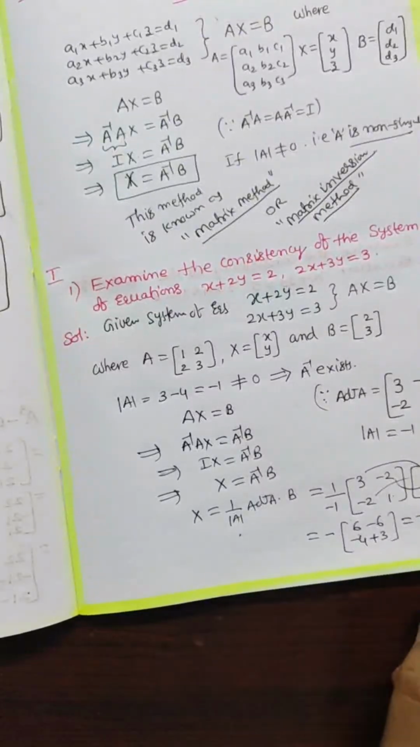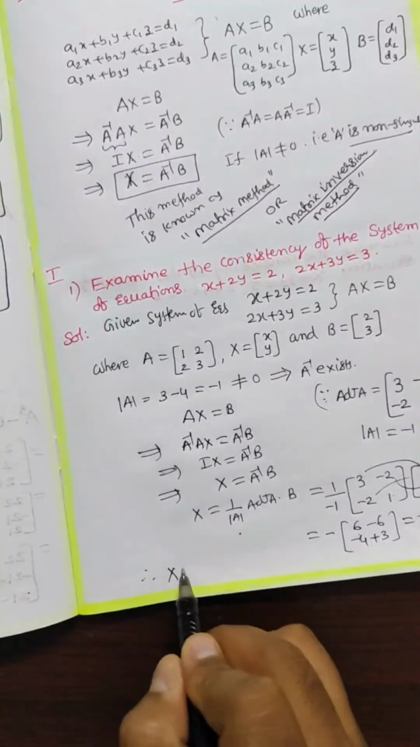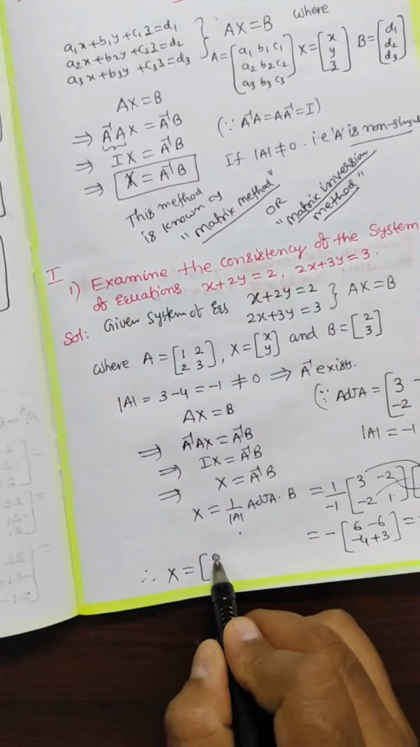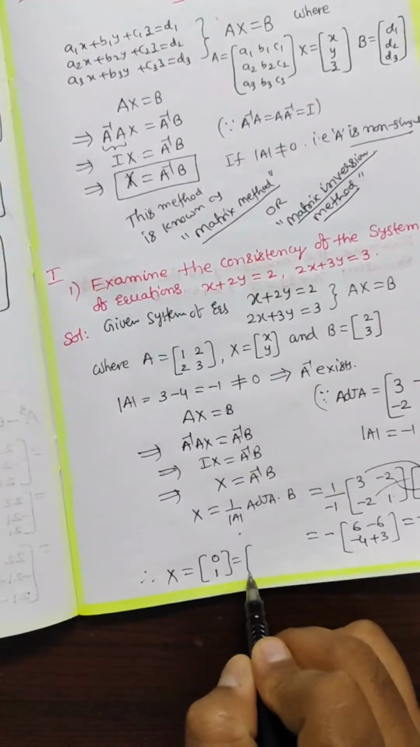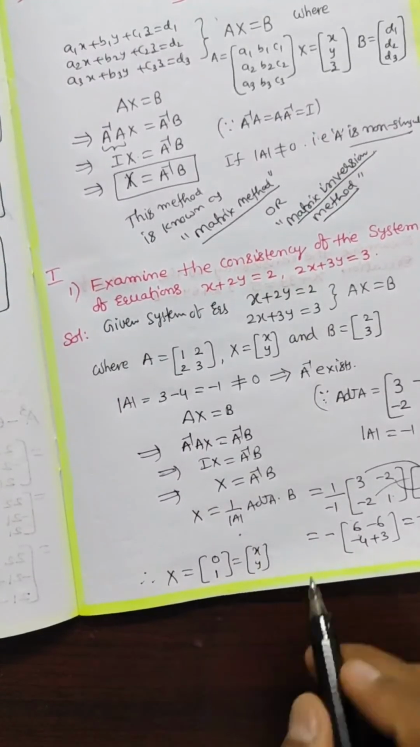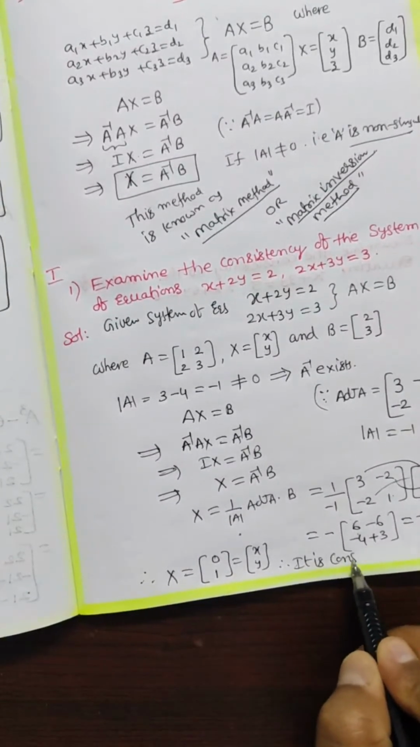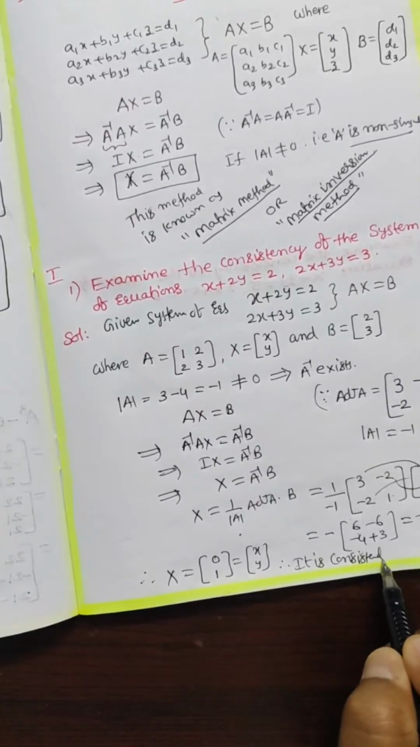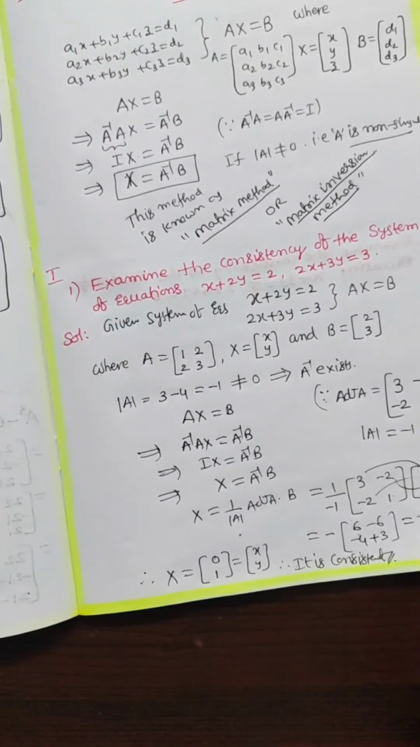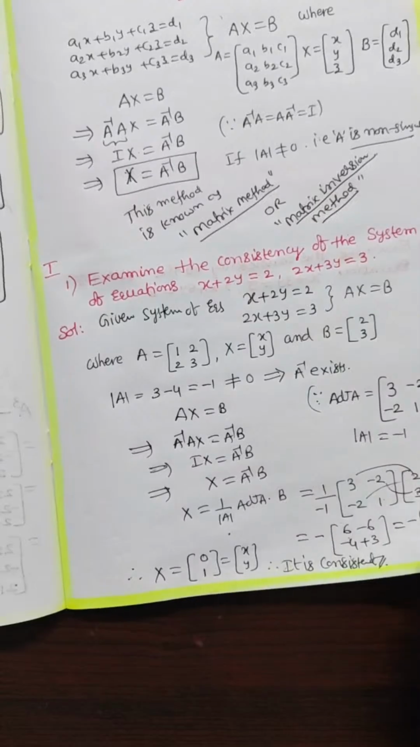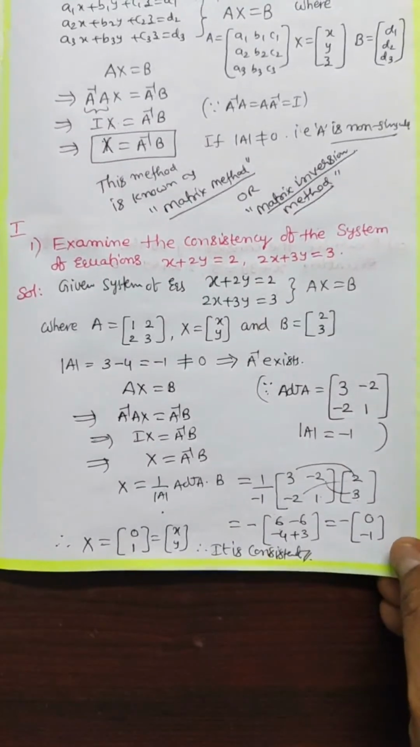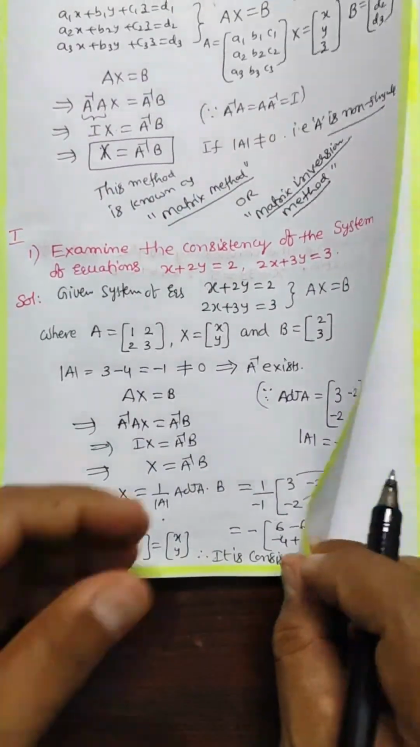Therefore, the solution matrix, multiplying by minus, X is equal to [0; 1]. This is equal to [x; y]. Whenever solution is there, it is consistent. Solution is not there means inconsistent, dear students. I hope you understand. We'll move on to other question.